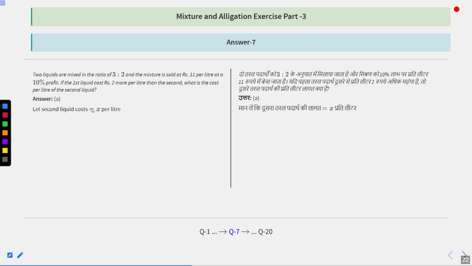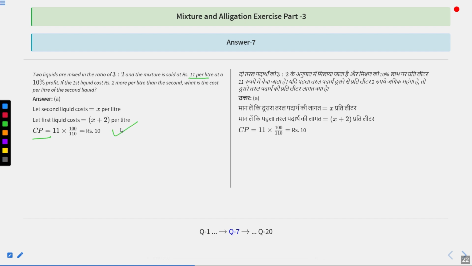Now let the second liquid cost x rupees per liter. Clear? Because it is given that, the first liquid cost will be x plus 2. In the question it is given that the first liquid costs 2 rupees more than the second. So first we let the price of the second, and then we calculate the cost price of the first one. Clear? So CP is, because he sells at 11 rupees per liter and gets 10% profit, it means the cost price of the mixture will be 11 into 100 upon 110. So it is 10 rupees.